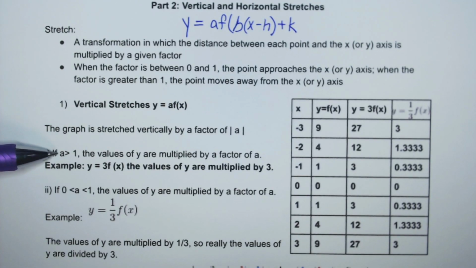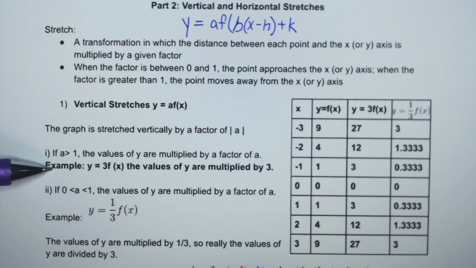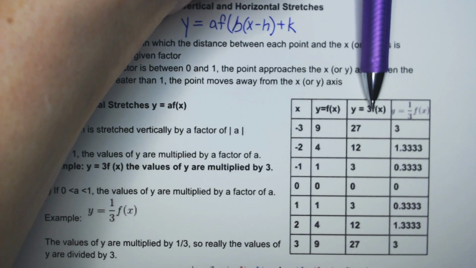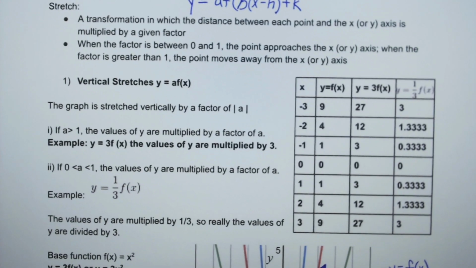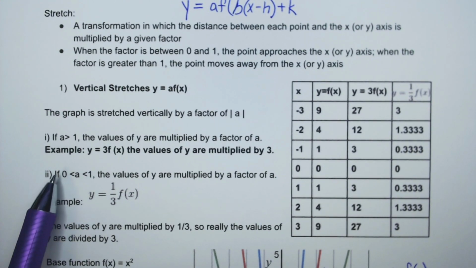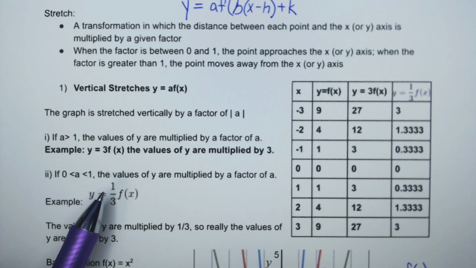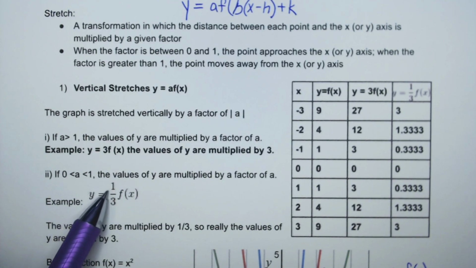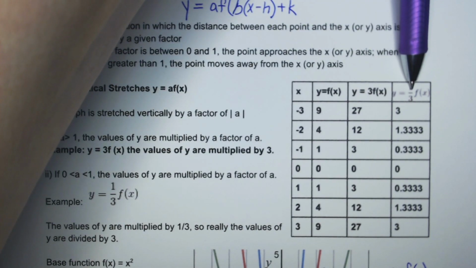The first is, if a is greater than 1, the values of y are multiplied by a factor of a. So for example, y is equal to 3f(x), the values of y are multiplied by 3. So there's an example of that here in this column. Okay. The other situation that we can have is that the value of a falls between 0 and 1. So basically, if it's a fraction, then the values of y are still multiplied by a factor of a. For example, y is equal to 1/3 f of x, which is shown in this column here.